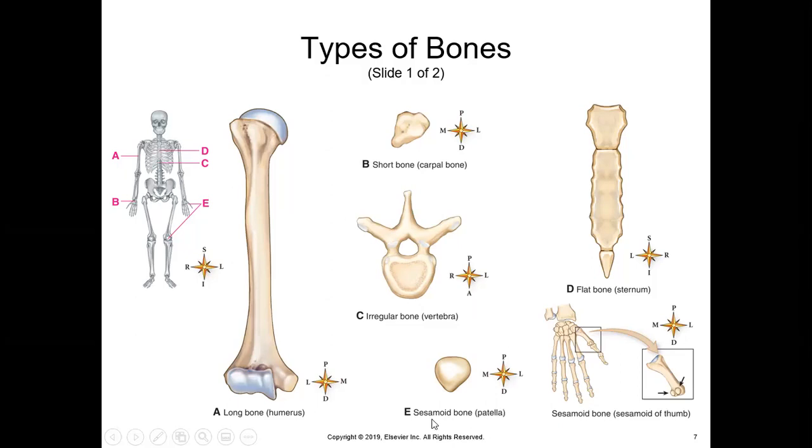Then you have E, sesamoid bones. They look kind of seed-like. This one is the patella, the kneecap, and also one of the bones in the thumb. Okay. All right.